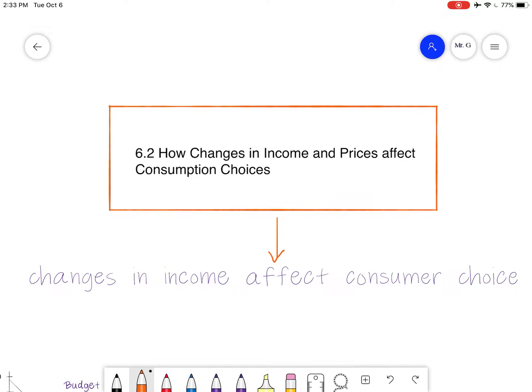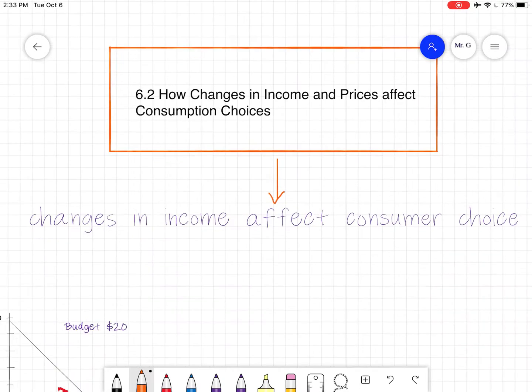So if you remember in 6.1, we talked about how our consumption choices are based upon the idea of maximizing utility, and we calculated out some different examples. In this one, we're going to continue with that same example to show you how changes in income can affect consumer choice, as well as how changes in price can affect consumer choice.